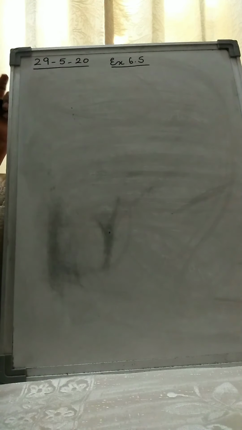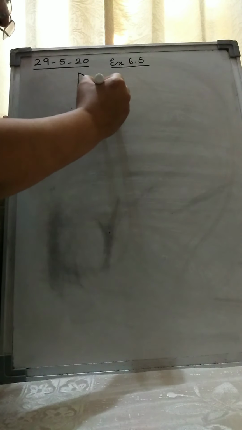Today, again, we'll continue with exercise 6.5. Yesterday I gave you homework till question number 4. I just need to explain what you are going to do in question number 5. Now, question number 5, it is the square of the hypotenuse.